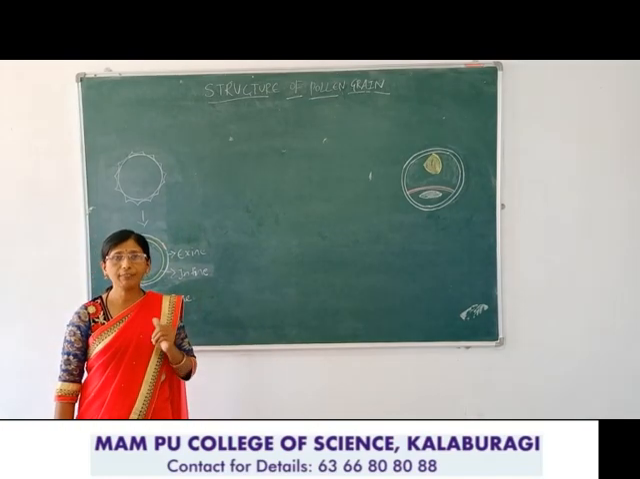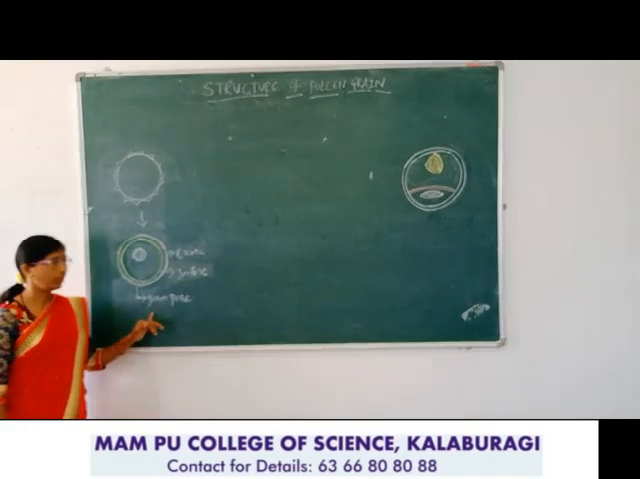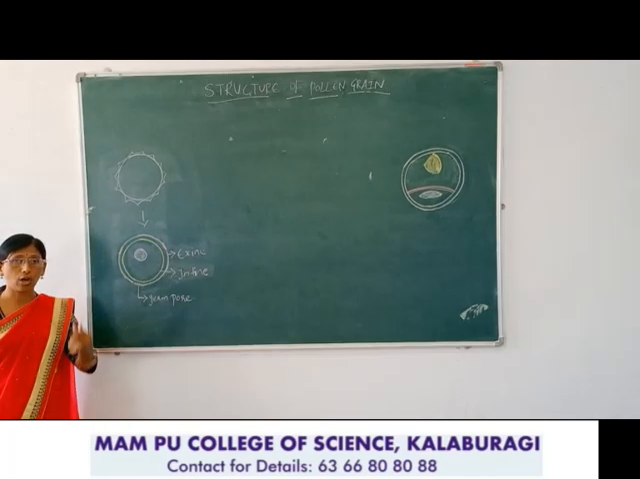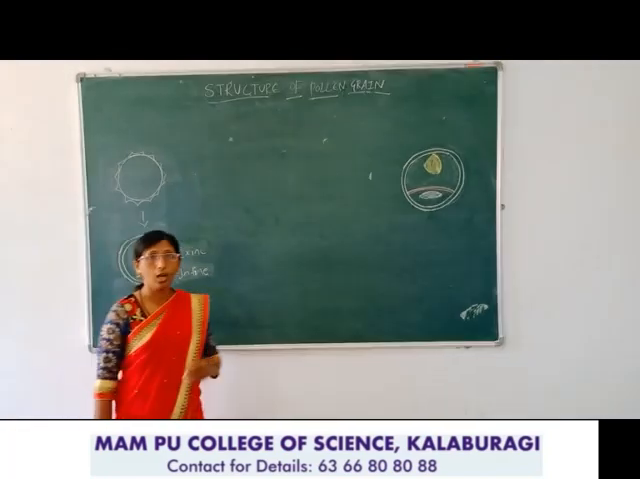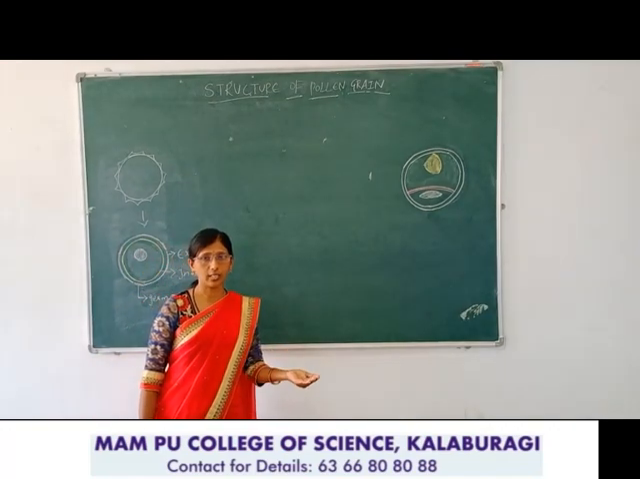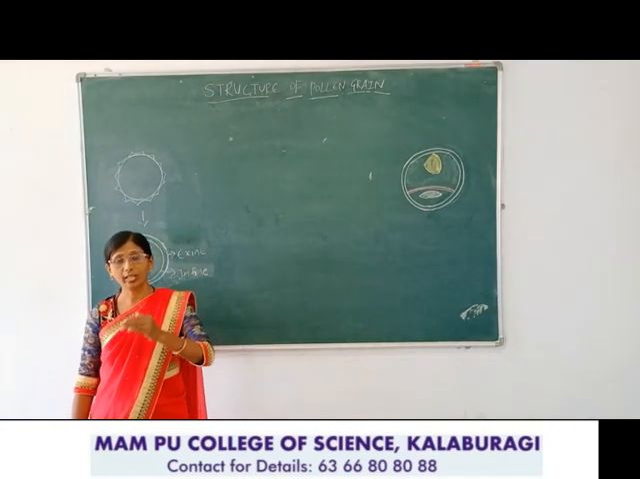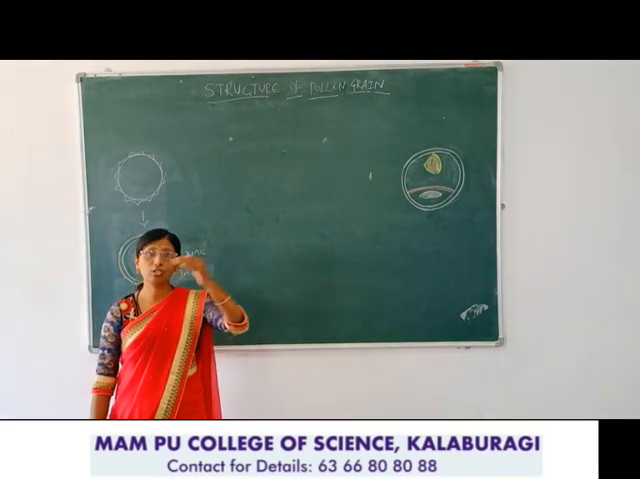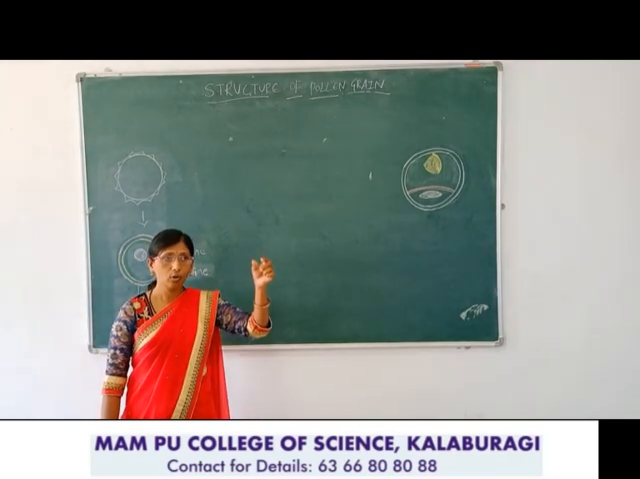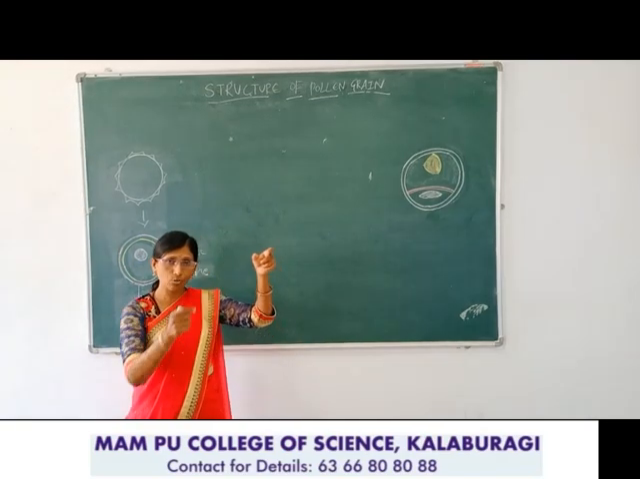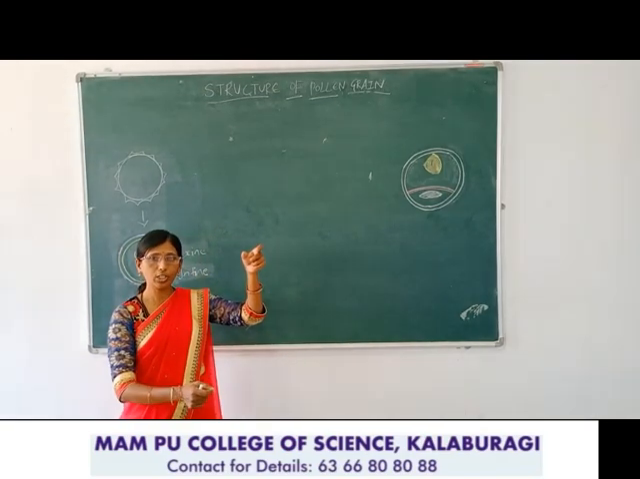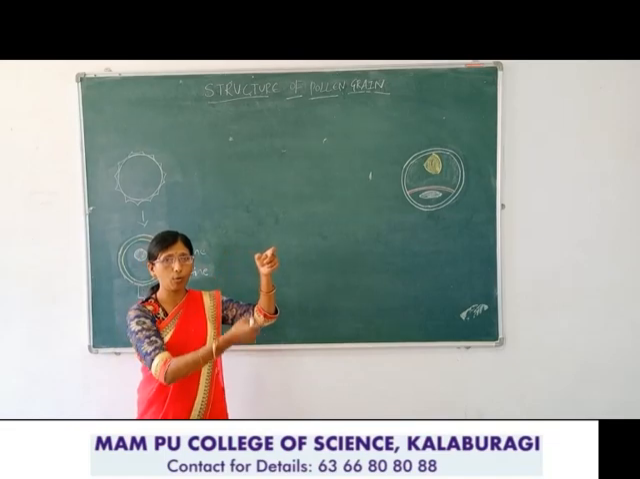What is the main function of the germ pore? It helps in the formation of the pollen tube. When pollination takes place, for example, when the pollen grain is transferred from anther to stigma, and the pollen grain sits on the stigma and reaches the ovule, how is it possible? Only by the formation of the pollen tube.